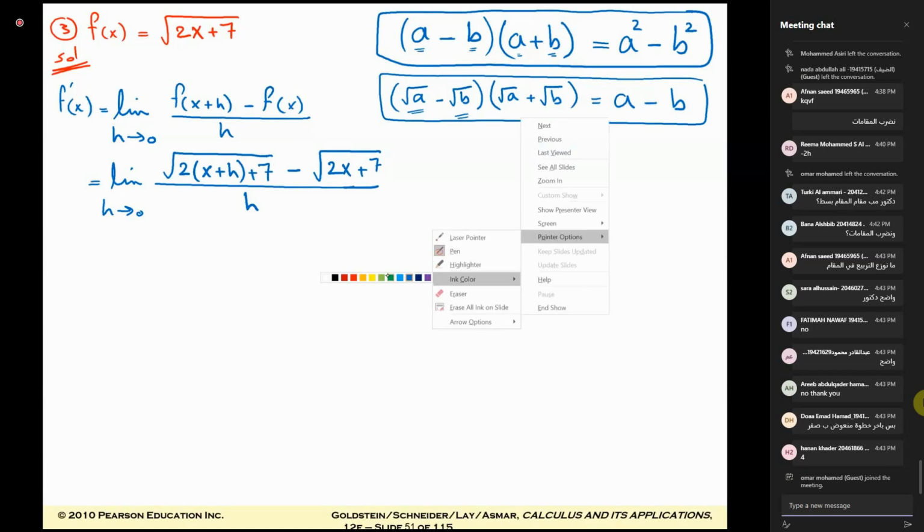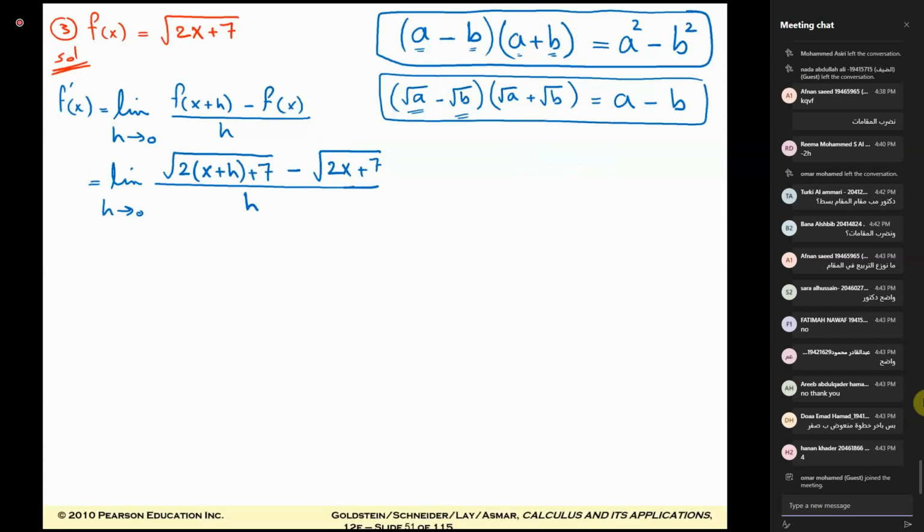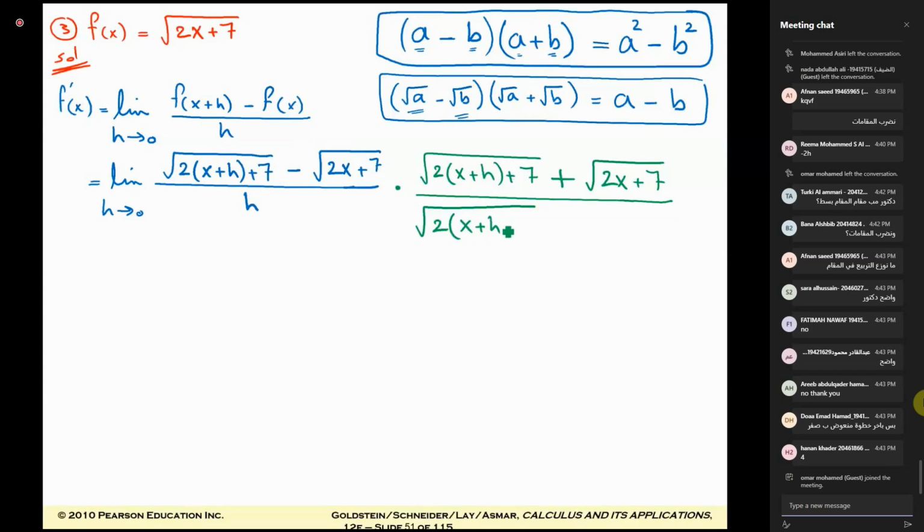Look here, what's the conjugate? The same roots, radical 2x plus h plus 7 and radical 2x plus 7, but we have a negative here, so put positive between them. Also over the same roots, radical 2x plus h plus 7 plus radical 2x plus 7.